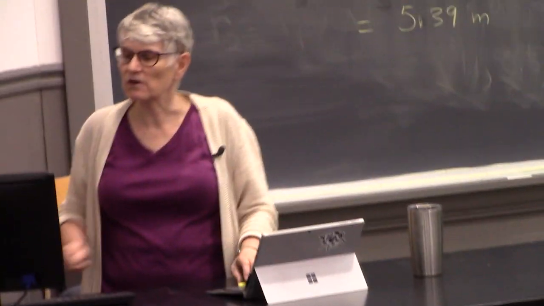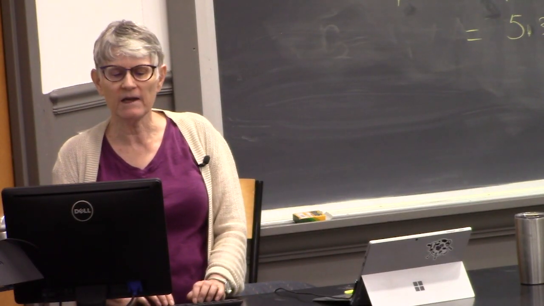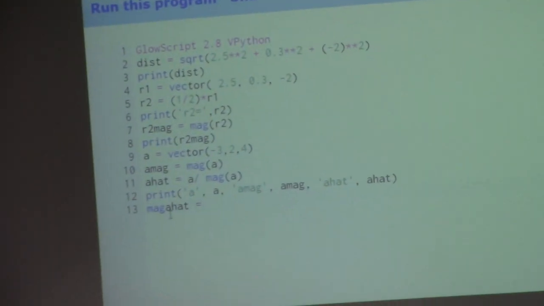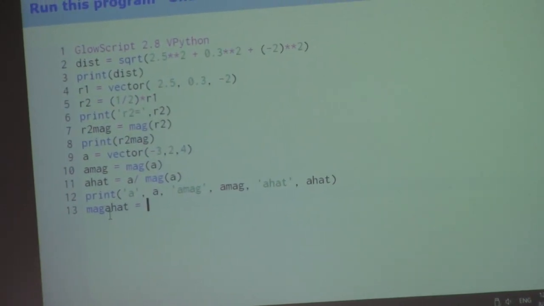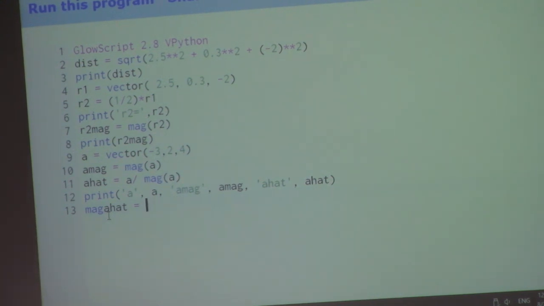Now let's make sure that works by printing the magnitude. We'll call the variable A hat. The magnitude of A hat is the square root of, well, we'll let the computer do it. Print that. And the magnitude comes out to 1. This is good. The magnitude of a unit vector better be 1.